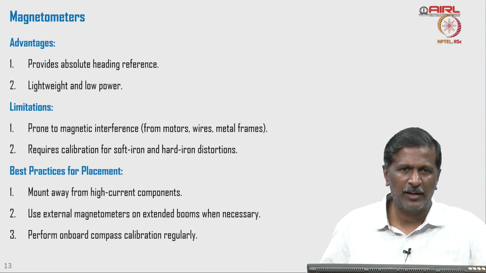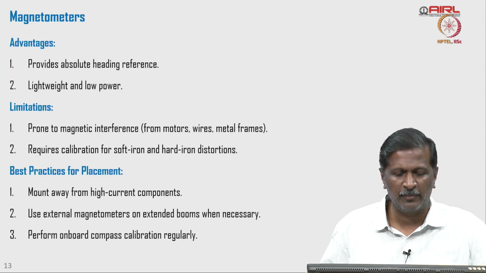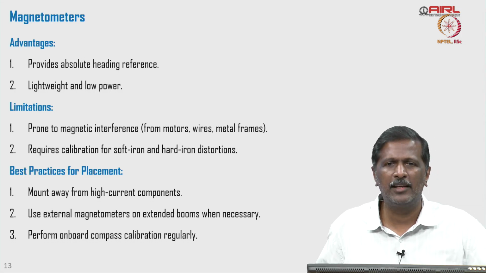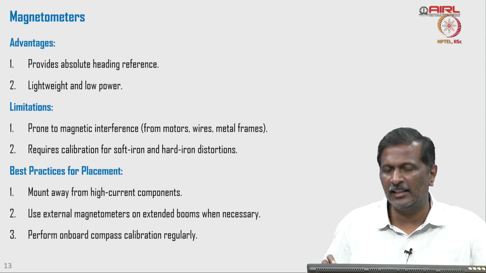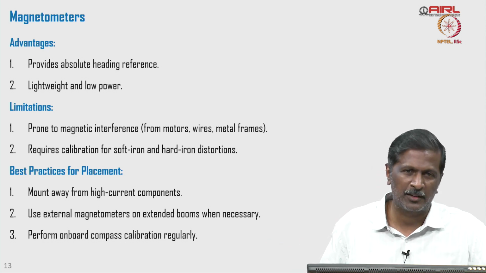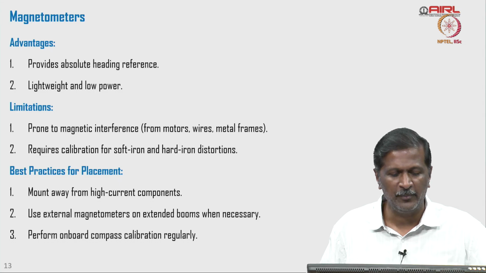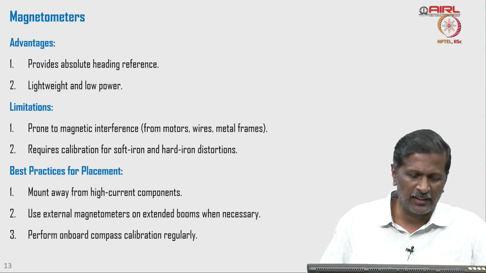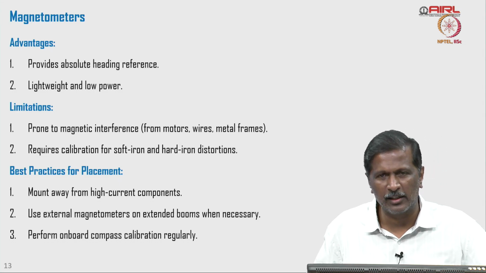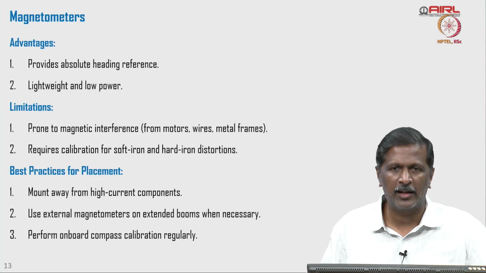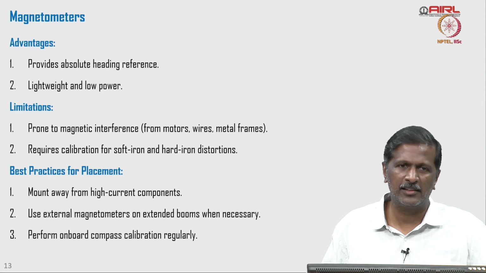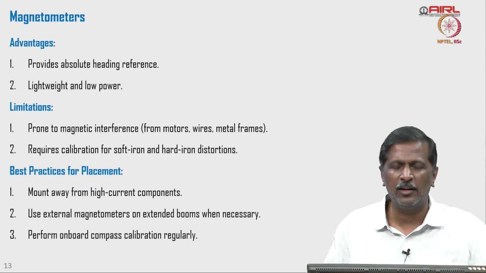Best practice, or if you ask me, the placement: mount it away from high current components, right. Use an external magnetometer or extended boom whenever you want the precision you are looking for, right. You should do onboard compass calibration regularly to avoid any errors in heading, right. You have to do regular calibrations whenever you are using the drone for autonomous navigation in a particular mission, right.